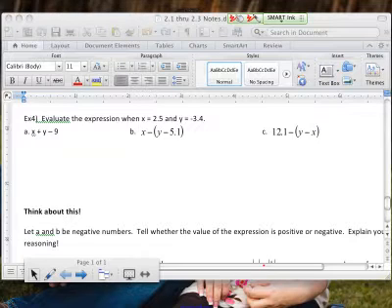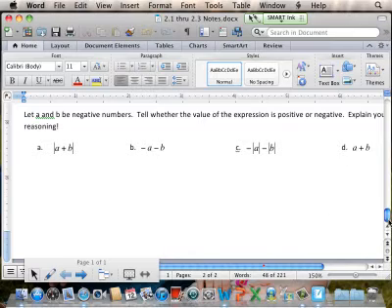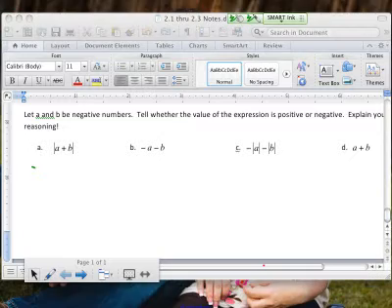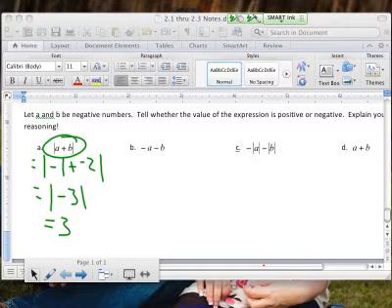And finally, as we get to the end of these notes, it says let A and B be negative numbers. Tell whether the value of the expression is positive or negative. Explain your reasoning. Guys, when in doubt, just pick two numbers and plug them in. Negative 1 and negative 2. Okay, so if we do this, the absolute value of negative 1 plus negative 2, right? The absolute value of negative 3 is positive 3. So clearly the absolute value of adding two negative numbers will be positive. Okay, we knew that though. This has to be positive because it's an absolute value.